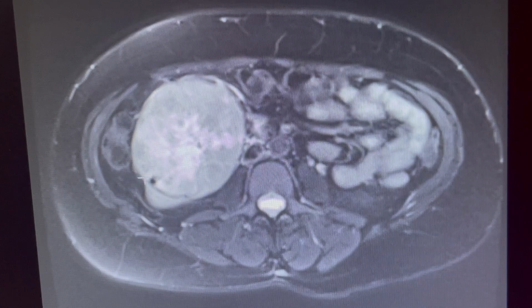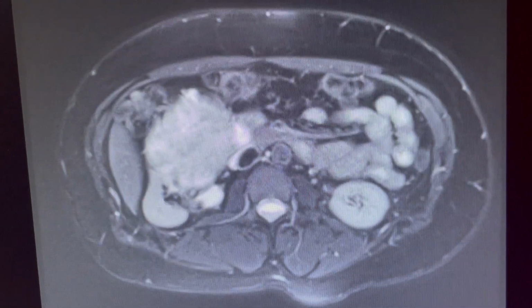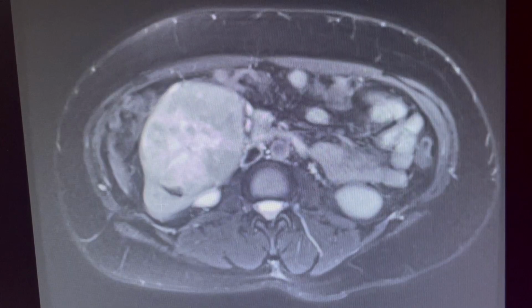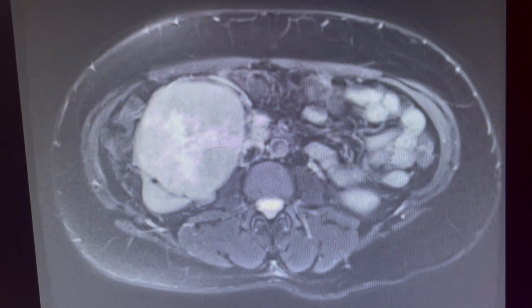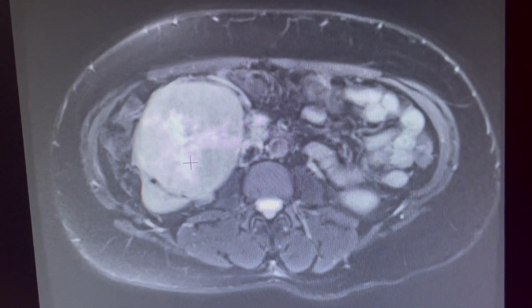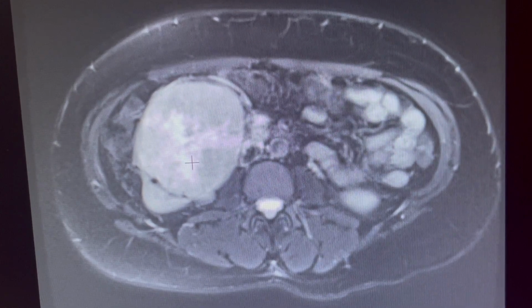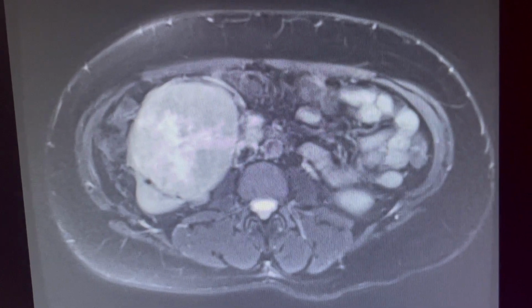And again, we see this large mass. You can see this sort of what we call beak sign from the lower pole of the right kidney, consistent with a renal origin. I want to draw your attention to the fact that it's very high signal intensity and irregular centrally. High signal intensity can reflect a number of things, and I'll show you shortly that this reflects lack of enhancement, which is consistent with necrosis.